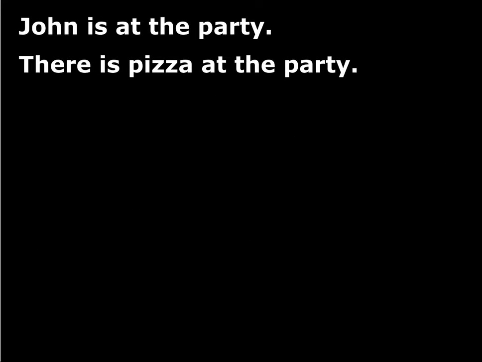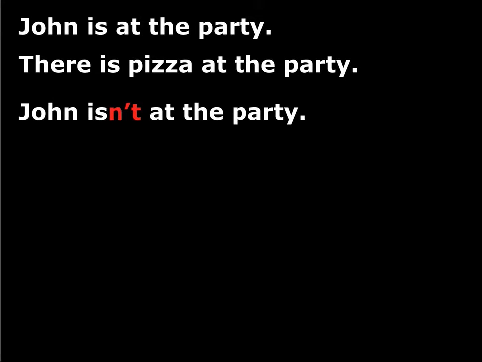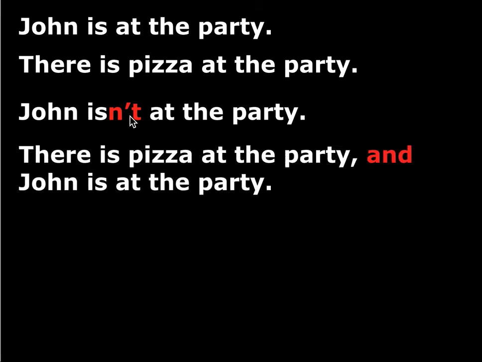So just to see these in operation, here's 2 atomic statements. John is at the party, and there is pizza at the party. Those are 2 atomic statements. We can apply statement operators to those. So for instance, I could say John isn't at the party. And here we've got the first atomic statement, but I've applied the negation operator to that statement with an N'T on the verb.